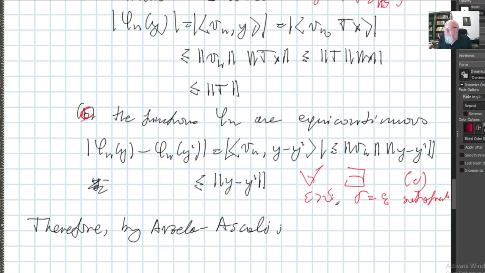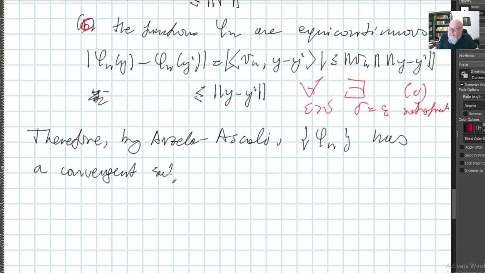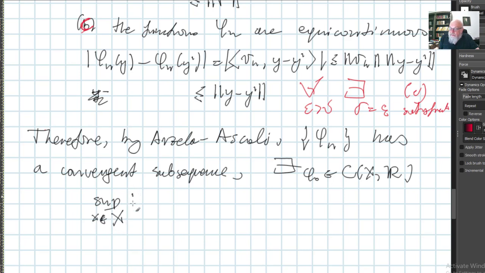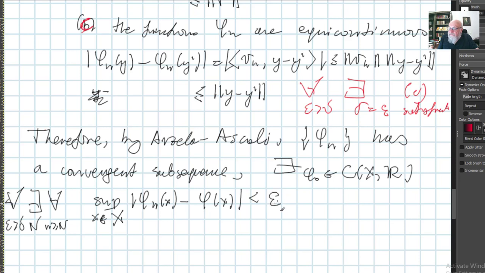the sequence phi n has a convergent subsequence, and that means simply that there exists a limit phi belonging to C(X, R), such that I can write it down, supremum over x belonging to X of phi n of x minus phi of x is convergent. So that means for every epsilon larger than zero, there exists an N such that for n larger equal to N it is smaller than epsilon, and that means this is the limit.